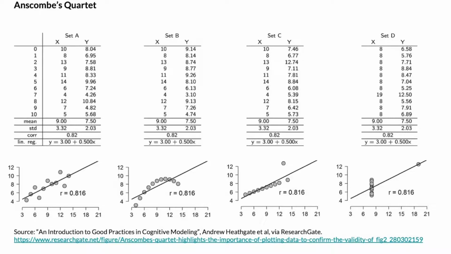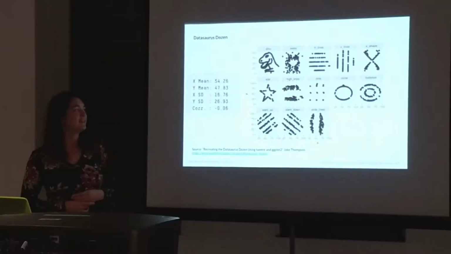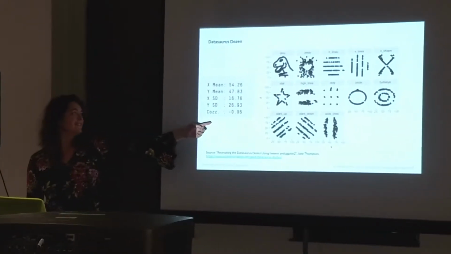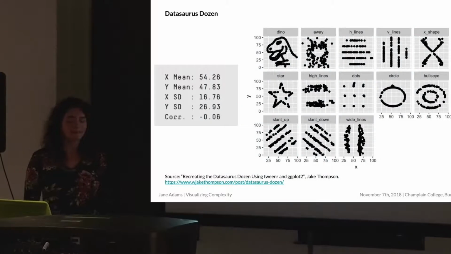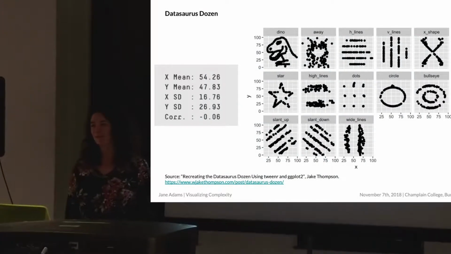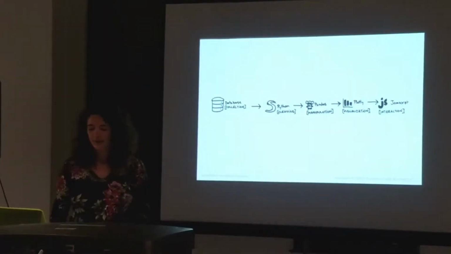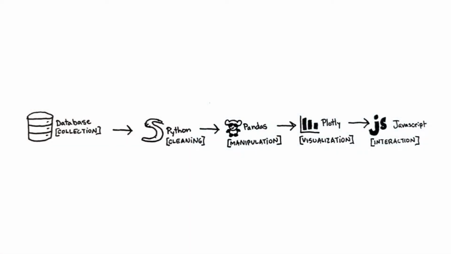Autodesk did a great job also with the Datasaurus Dozen. This is 12 different data sets that all have these same summary statistics of mean, standard deviation, and correlation, but visually we can see that they're drastically different.